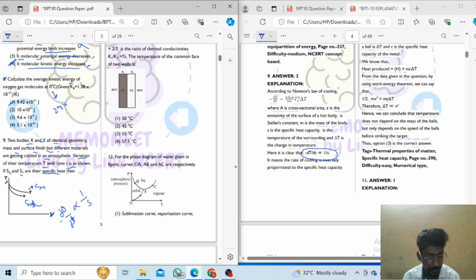This is the sublimation curve, and AB is the curve of fusion. That means solid is converting into liquid, or the other way around may also occur. But in this case, if you see the direction, solid is converting into liquid.